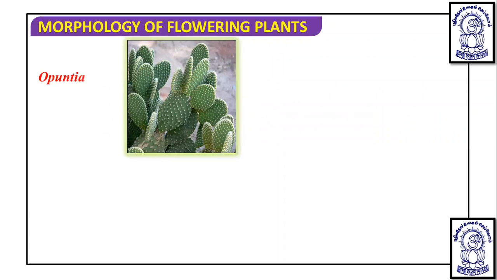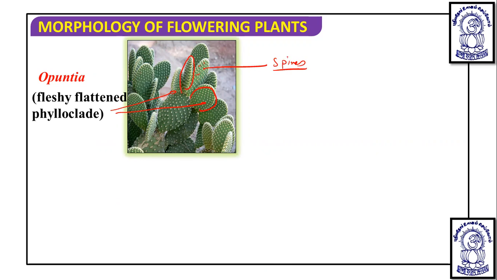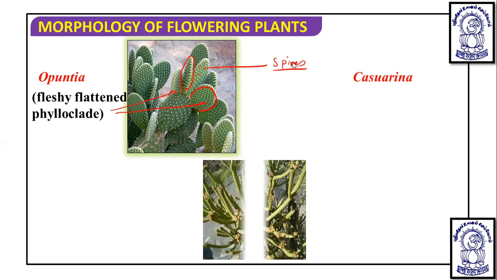You can see the example here is the Opuntia. In Opuntia, you will see there is a flattened phylloclade, a flattened fleshy stem. You can see this whole thing is the flattened fleshy stem. This is a phylloclade. But over it you can see these dot-like structures. What do these dots represent? Spines. In such a way the stem gets flattened and performs photosynthesis, which is known as a phylloclade.